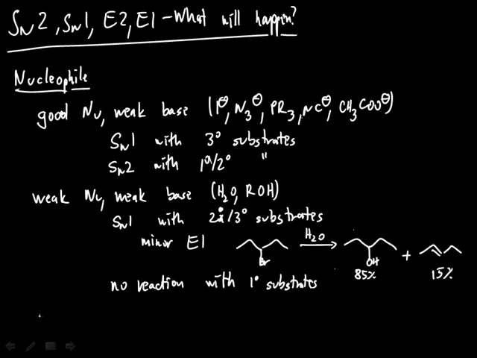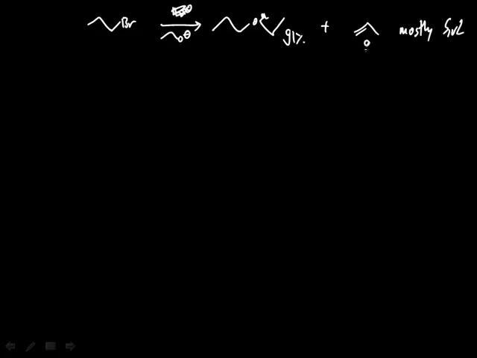What about the nucleophiles that are good nucleophiles but also good bases? Let's look at them on the next slide. In these cases, we will get a mixture of substitution and elimination. I'm sorry, this is ethoxide. So in cases of primary substrates, we'll get mostly substitution through the SN2 mechanism. But we will also get some elimination.